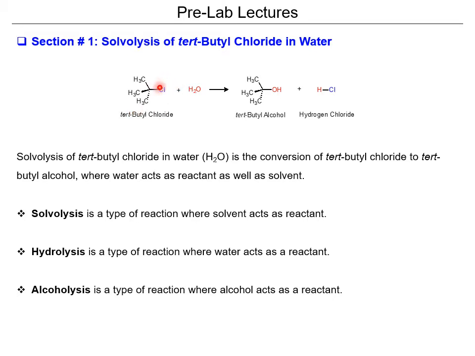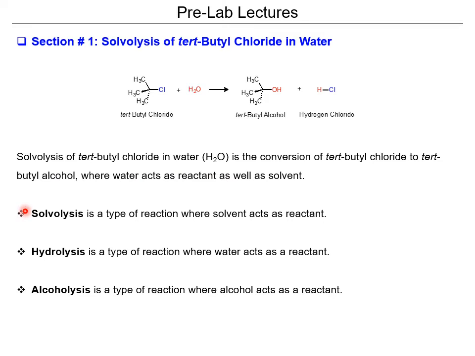So you can go from this to this. It all depends on the concentrations of what you have. So adding water here will cause the alcohol to reform. So solvolysis of tert-butyl chloride in water is a conversion of tert-butyl chloride to tert-butyl alcohol, where the water acts as a reactant, right?